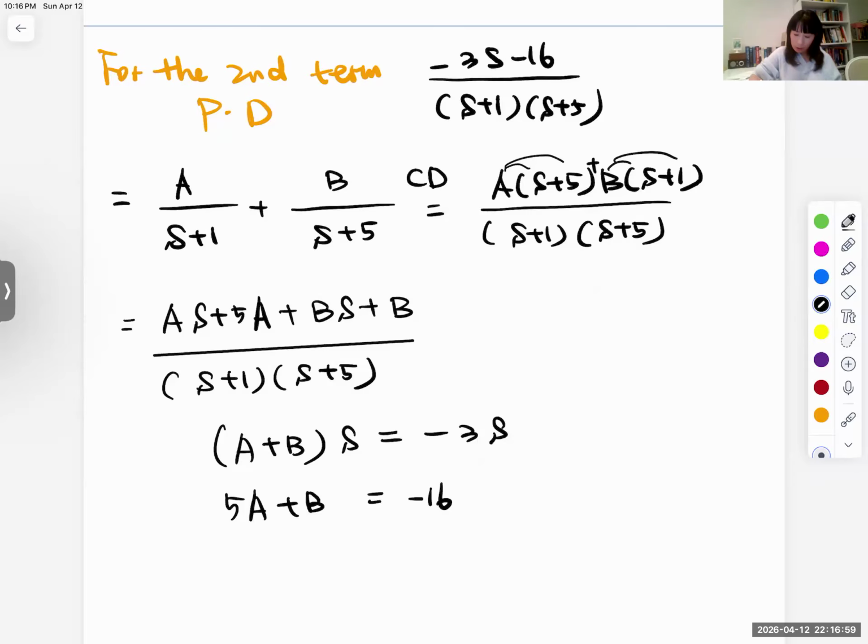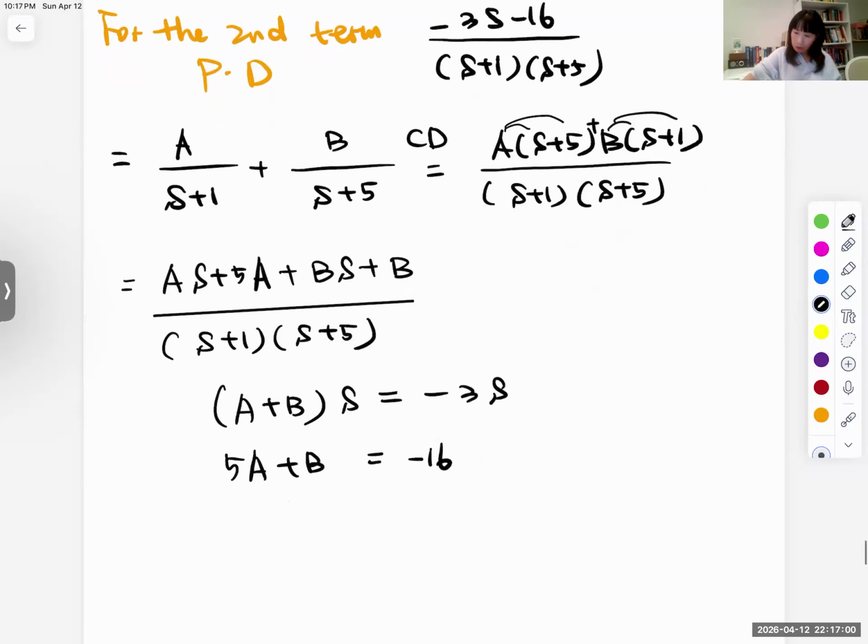We have 5A plus B as the constant term, which is negative 16, right? Okay, so we just match s with s, right? So let's subtract. Then the B term is gone, so we get negative 4A equals negative, that is positive 16... I'm sorry, 13? So A equals negative 13 over 4. Yeah.